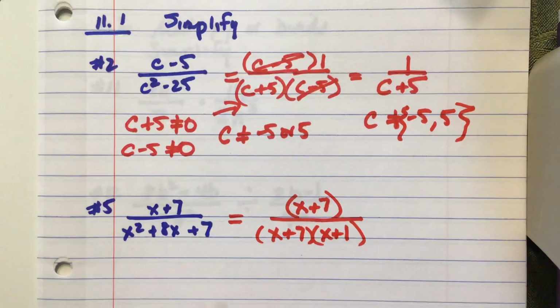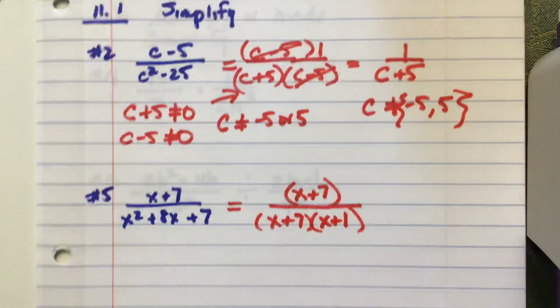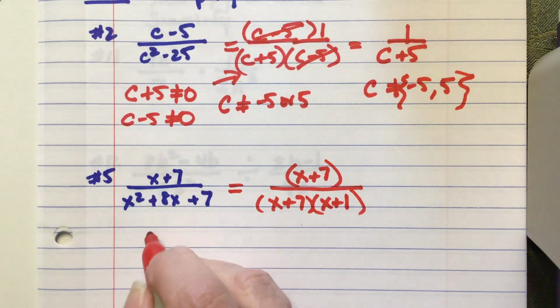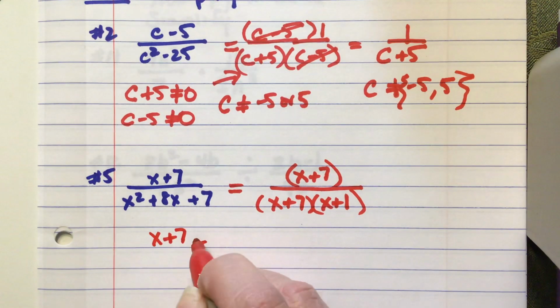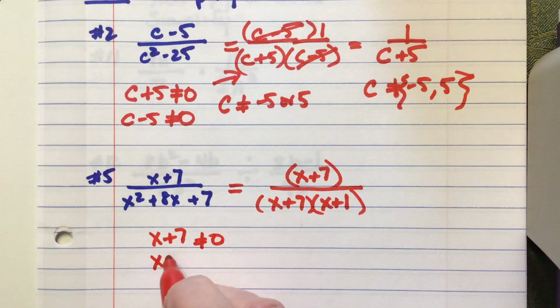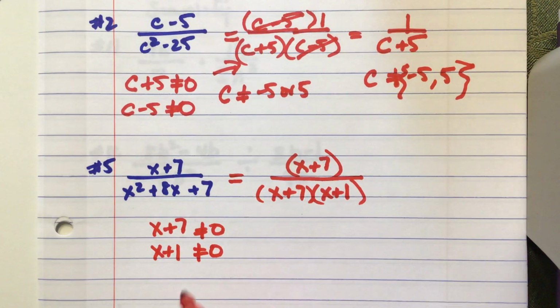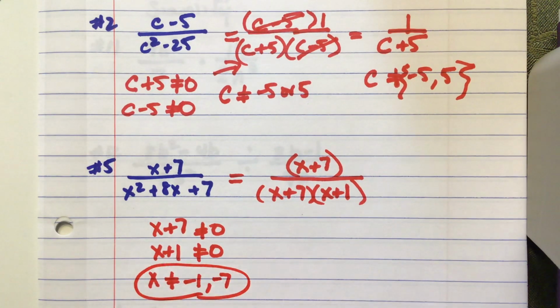So I'm going to check my denominator now, and I'm going to see that x plus 7 cannot equal 0. x plus 1 cannot equal 0. So that means that x cannot equal negative 1 or negative 7. Either one of those answers will make my denominator go to 0, which doesn't work.